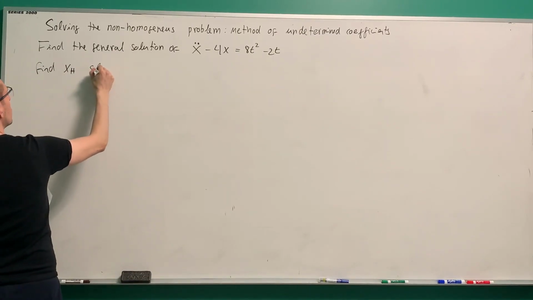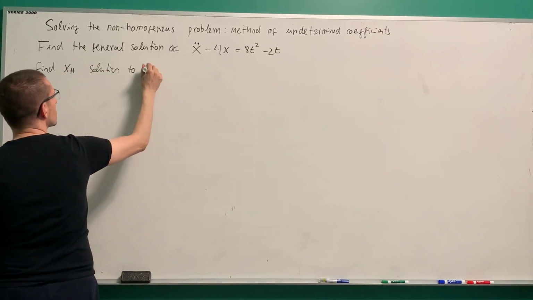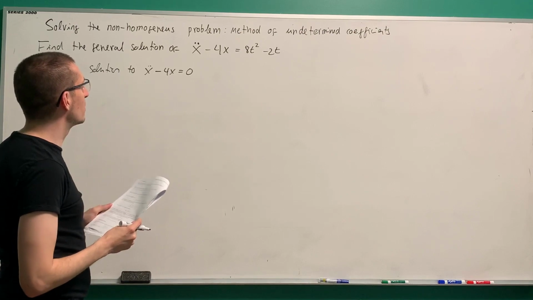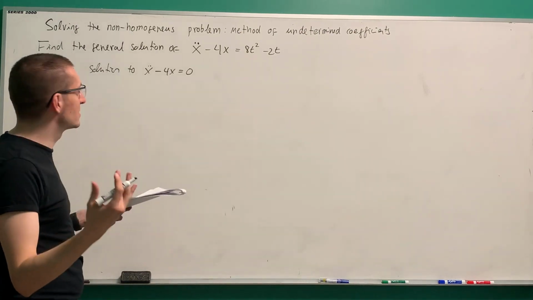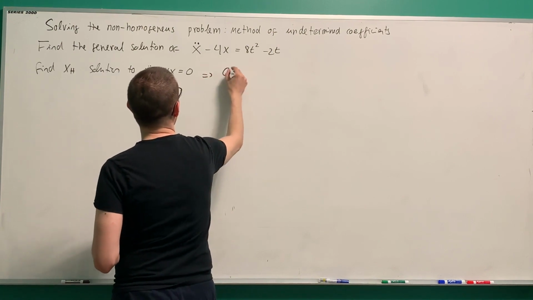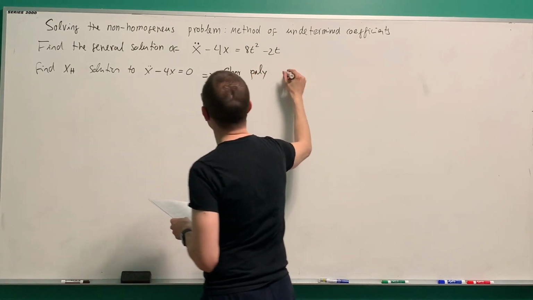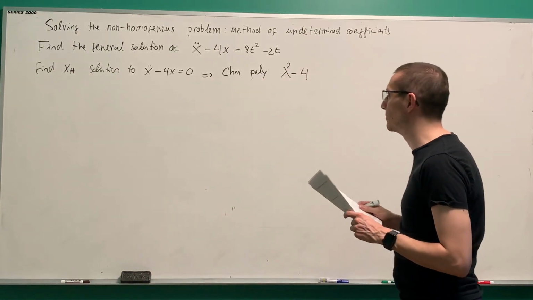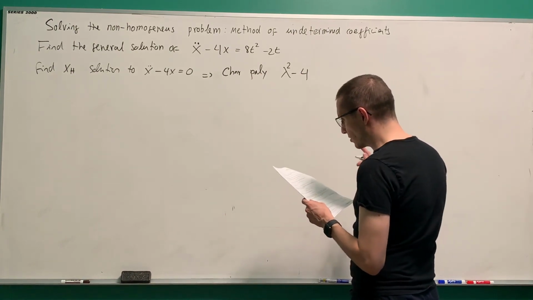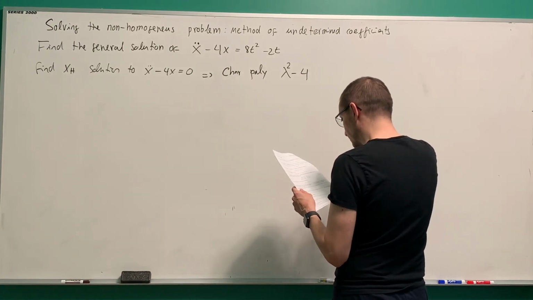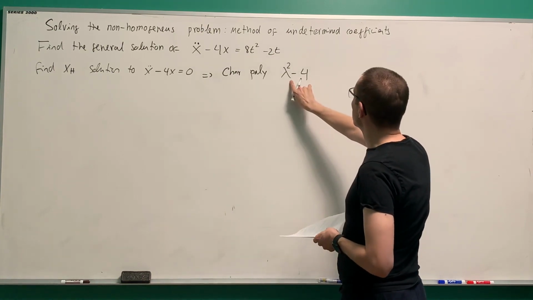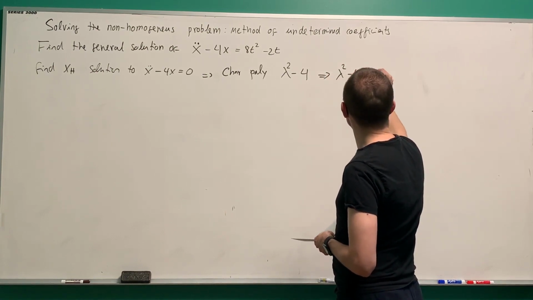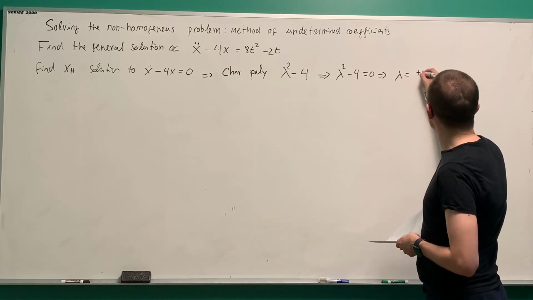xH, the solution to x double dot minus 4x equals 0, the homogeneous version of the problem. All right, how do we find xH? Well, first, the characteristic polynomial, remember? The characteristic polynomial is lambda squared minus 4. Remember, not 4 lambda, 4. The typical mistake. All right, so the roots of this one are very easy. If we equate lambda squared minus 4 to 0, we get that lambda is equal to plus minus 2.